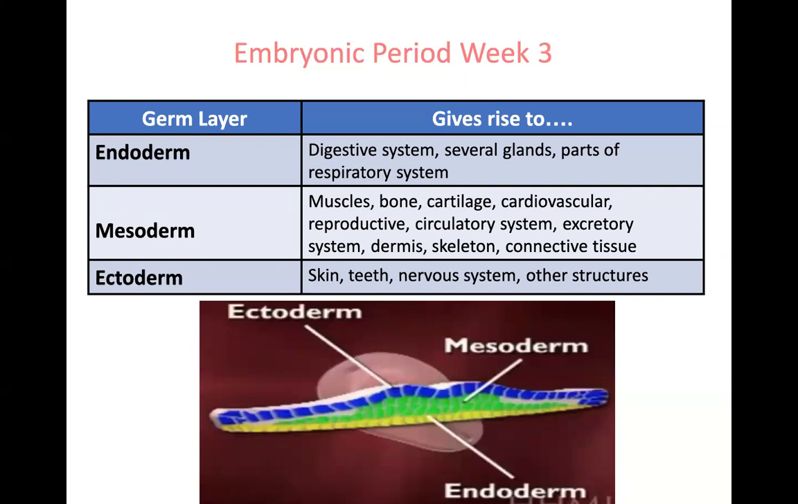So then you have the embryonic period, which is week 3. We're looking to learn about the disc developing with 3 germ layers. So the 3 layers of the cells are the endoderm, which is the inner layer, the mesoderm, which is the middle layer, and the ectoderm, which is the outer layer.